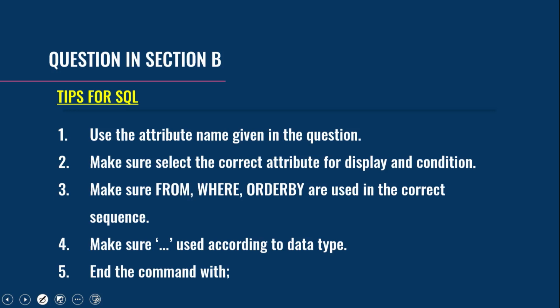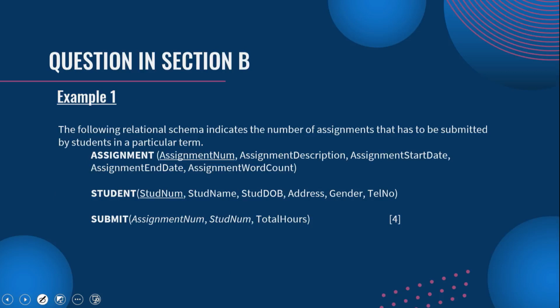And then number 3, make sure when you write the coding, from, where, order by are used in correct sequence. Meaning you write from first and then followed by where and then followed by order by. If you change the order, it will be syntax error. And then make sure to write codes for certain data type. Usually the codes will be written for varchar or char. If your data is integer type, don't write in quotes. It's wrong. And then finally you must write semicolon at the end of your command. Don't forget. Next, let's look at the question.